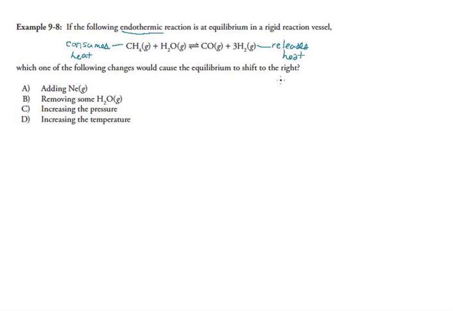Okay. So they want to know which one of the following changes would cause the equilibrium to shift to the right. So in other words, which one of the following would cause a little bit more activity over on this side of the equation? Okay, so adding neon gas to the equation. So this is a little bit of a trick question. Not going to lie to you, a little bit of a trick question. Let's see if you guys can figure out why. Think about where neon appears on the periodic table.